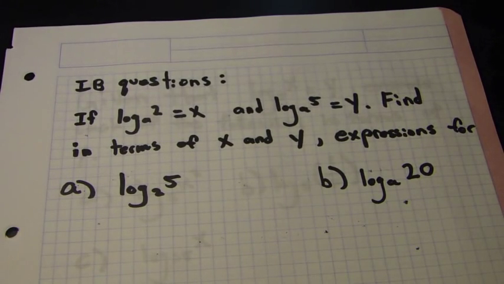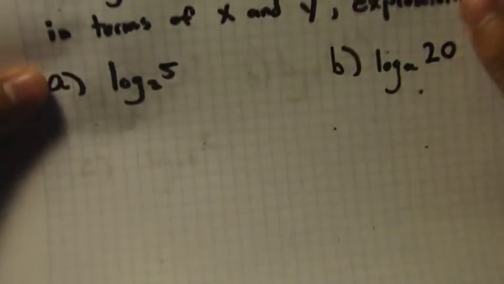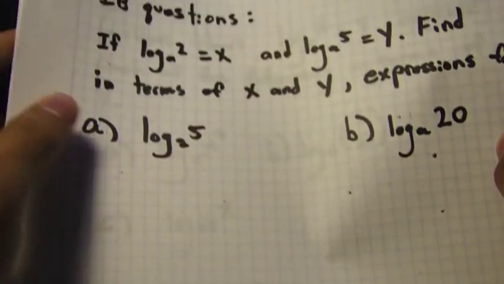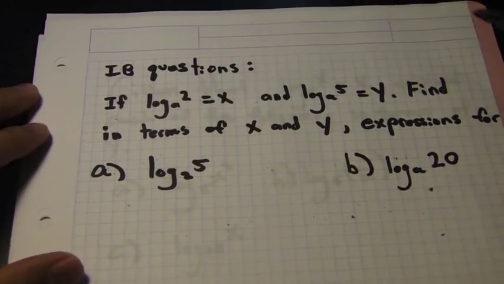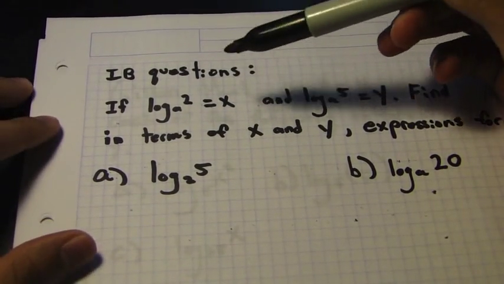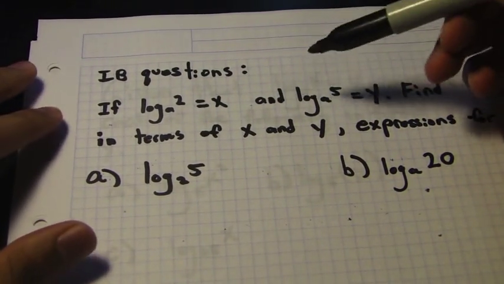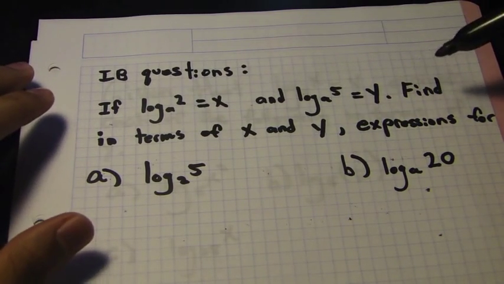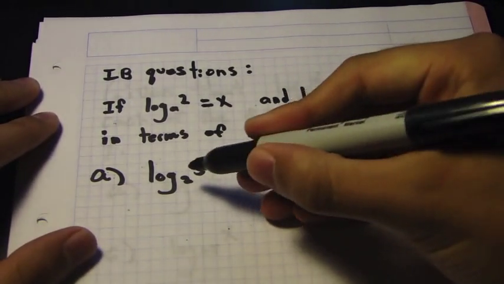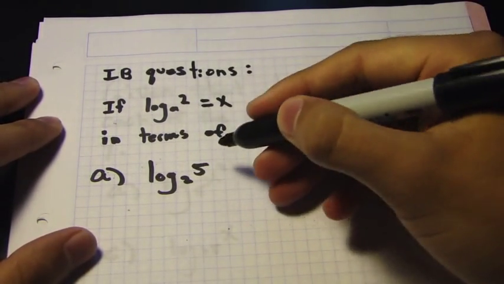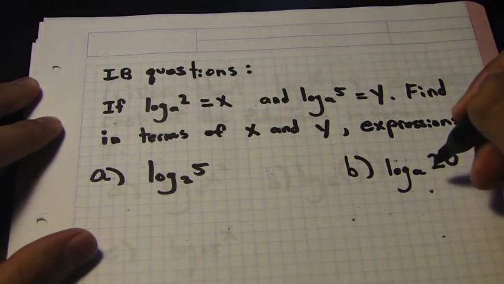This question is a very common question that you will always see in the IB. In every exam and test that I do, I see at least one of these. So it's good to know how to do them, and they're very easy, just easy marks. It says here, if log base a of 2 equals x and log base a of 5 equals y, find, in terms of x and y, expressions for log base 2 of 5 and log base a of 20.